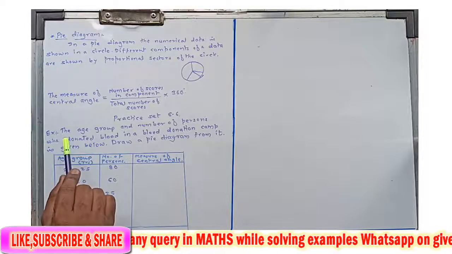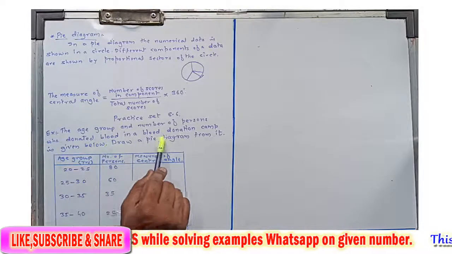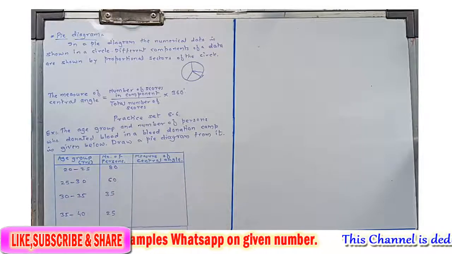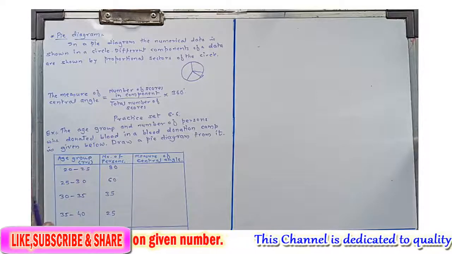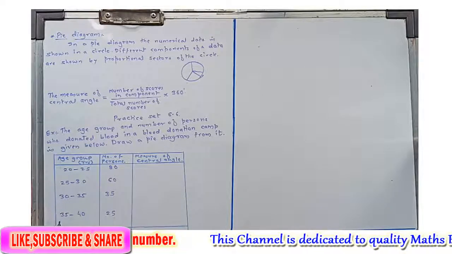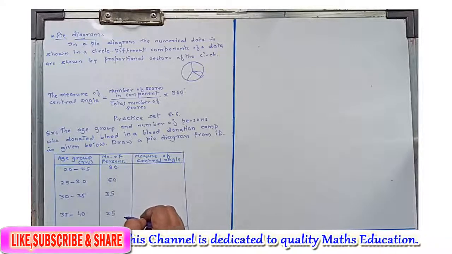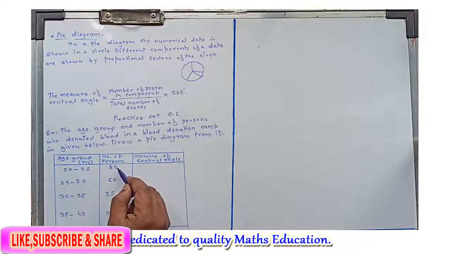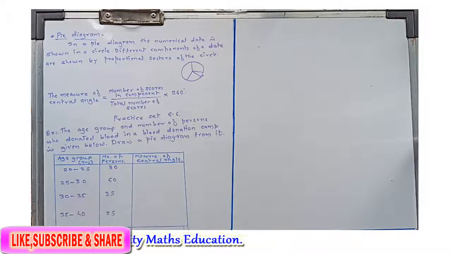The first example is like this: the age group and the number of persons who donated blood in a blood donation camp is given below. Draw a pie diagram from it. ठीक है, अब यहाँ पर क्या दिया हुआ है कि एक एज ग्रुप दिया हुआ है अपने को. The age groups given are 20 to 25, 25 to 30, 30 to 35 and 35 to 40, and the number of persons who donated blood in the camp is given. Here 80 persons are from the age 20 to 25, then 60, 35 and 25.